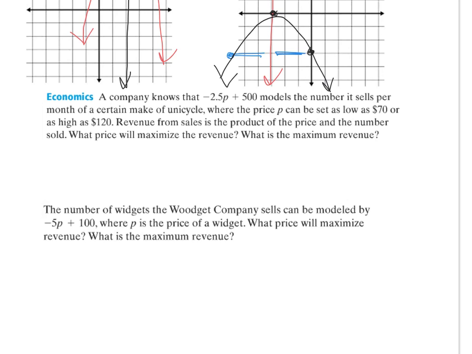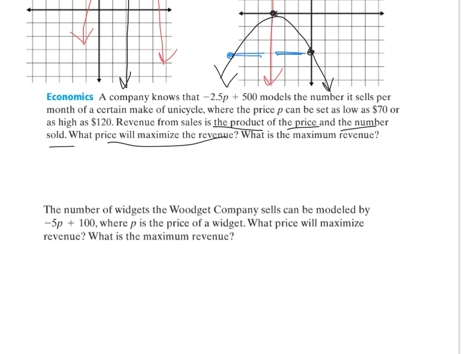Okay, and then the word problem. A company knows that negative 2.5p plus 500 models the number it sells per month of a certain make of unicycle, where the price can be as low as 70 or as high as 120. Revenue from sales is the product, that means multiply, of the price and the number it's sold. What price will maximize the revenue?